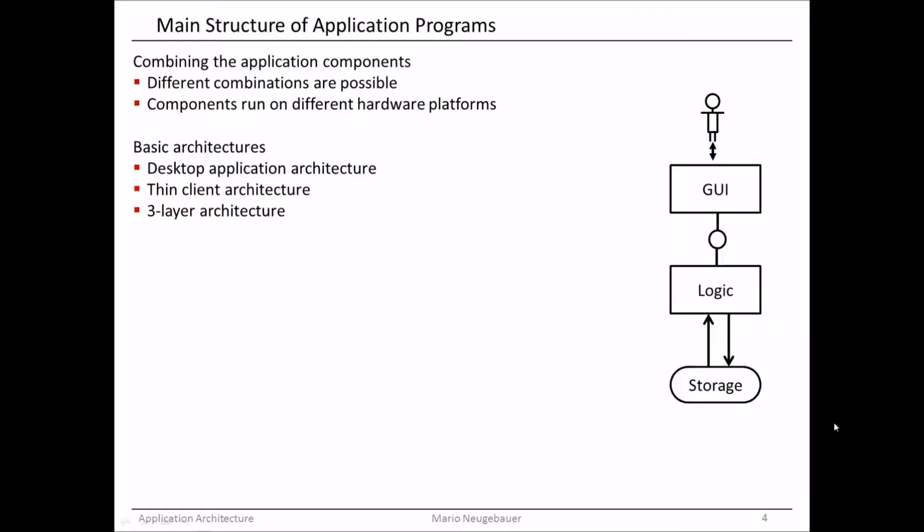On the right side, you can see a kind of 3-layer architecture, with 3 layers. First layer, the graphical user interface, the part of the application with which the user interacts. Then there's some logic. The user does not interact with the logic directly. The logic takes data from the graphical user interface, and the logic communicates with the storage to get data from the storage. This would be the one direction, and to write data to the storage. This would be the other direction.